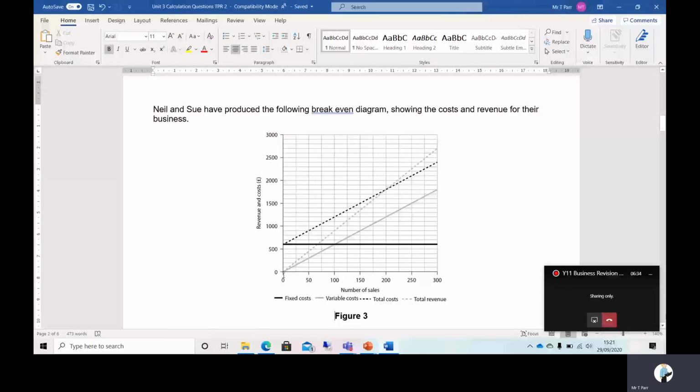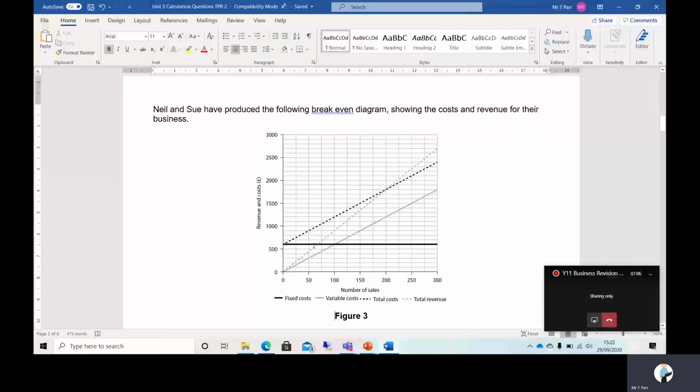Then our grey line is our variable costs. As we produce more of these items, or if we sell more, it's going to cost us more. For example, electricity to produce the items, you might have to use more electricity the more you produce. It might be the leather, the raw materials required to make the shoes. So that is our variable costs, and you put those together to make our total cost. The dotted black line there is our total cost, and it goes up like that.